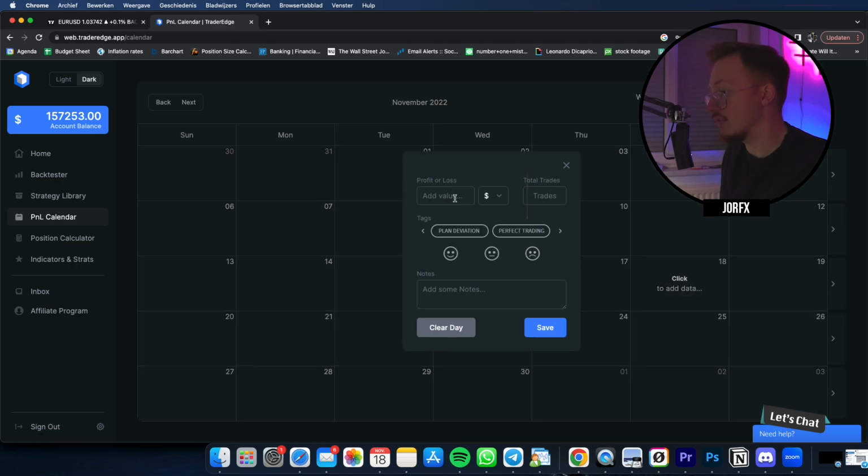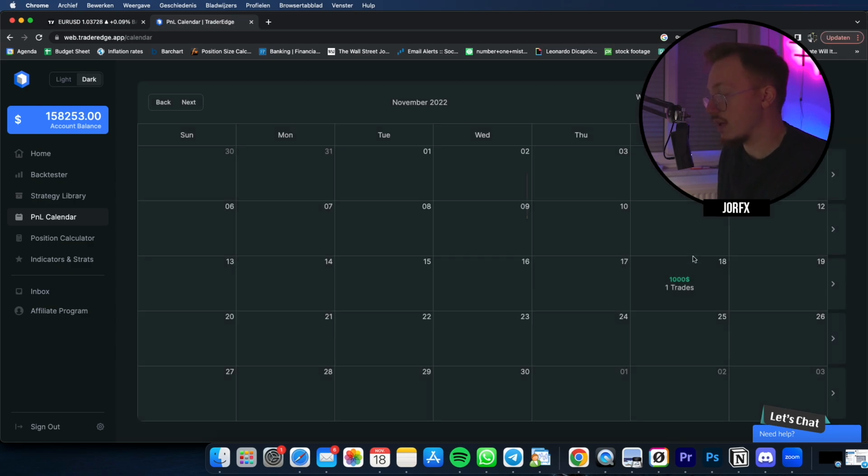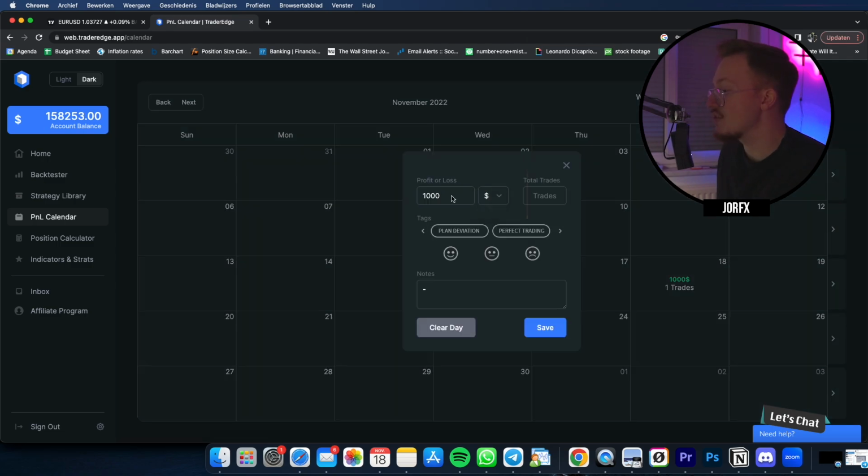You can add the trades that you took. So let's say today we made $1,000. We took one trade. You did a plan deviation, you did a perfect trading, you did revenge trading, you did FOMO, over trading, over risk. It is kind of a backtesting program with a journal combined. So I think that's really cool. And then when you come back to it, you can see what actually happened and why it is like this. Right now I added this $1,000 and my account balance is also updated. So I think it is really cool that it is like a 2-in-1, you know?